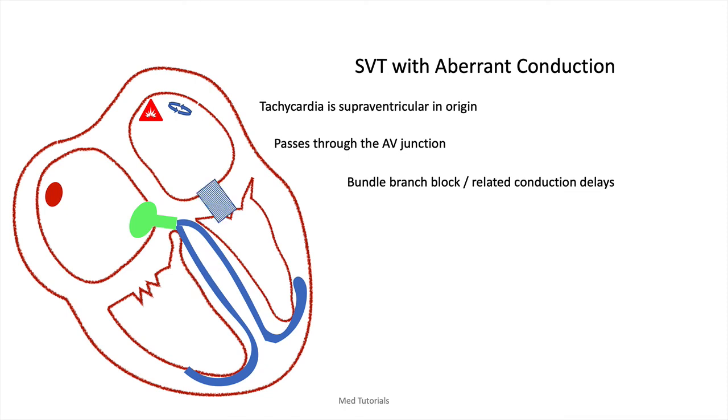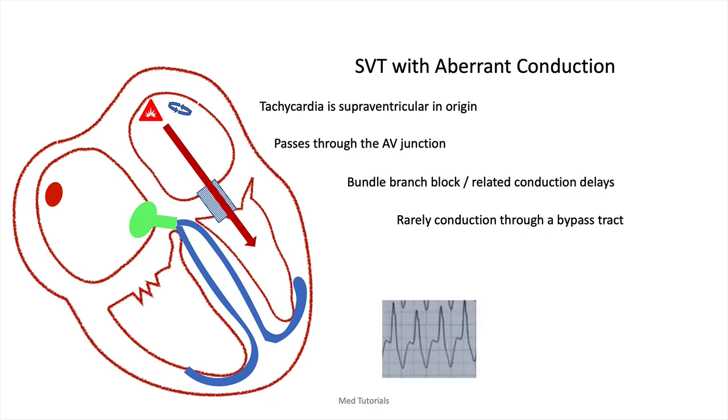In the second instance, you might have the bypass tract through which the impulses conduct, but this is a rare abnormality to happen, because usually even if there is a bypass tract, it usually goes through the AV node and re-enters through the bypass tract. To go directly through the bypass tract is a little rarer, but these are the two ways in which an SVT can have a form of abnormal conduction into the ventricles and cause a broad QRS complex.